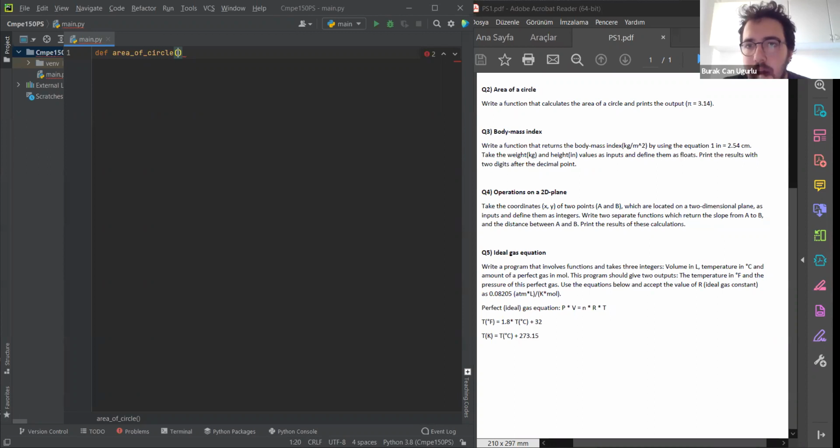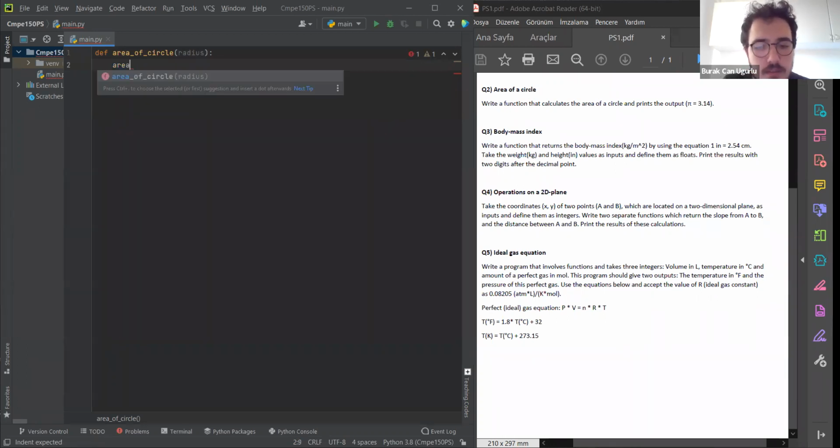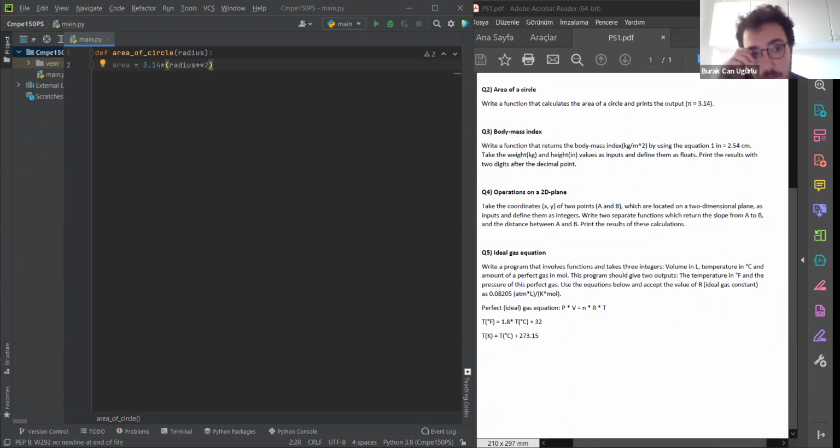So our parameter is radius in this question. So I can write radius and this sign. So as we know, the area is defined as pi times r squared. So radius to the power of 2. So pi r squared should give us the area variable, and we are returning the area. No, sorry, we are printing the area output.